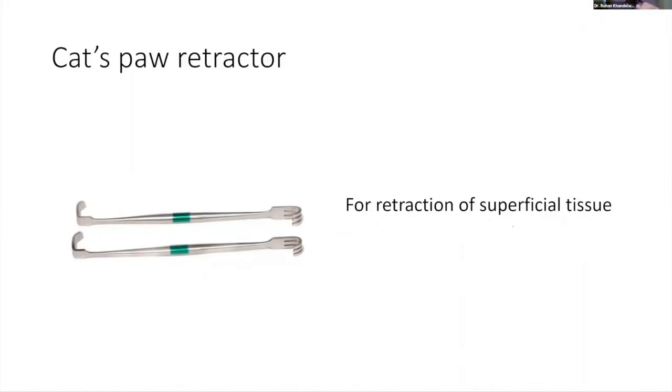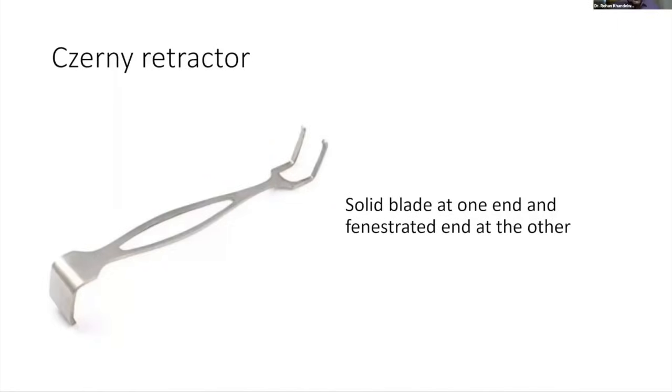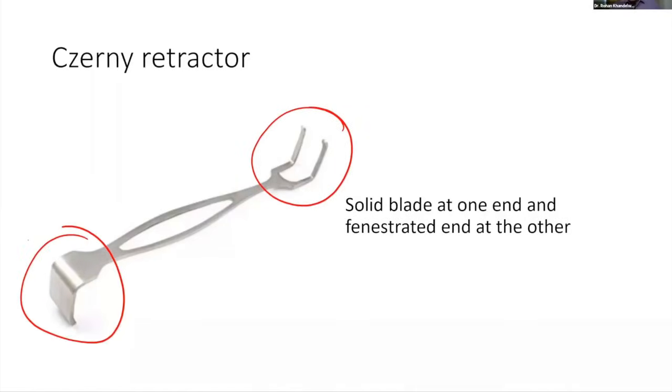This retractor, the surgeon or the assistant has to hold, or the nurse has to hold. So this is a non-self-retaining retractor. It won't remain in place by itself. Somebody has to hold it. Senn's retractor also has to be held by somebody. Senn's retractor has a solid blade at one side, a fenestrated blade on the other side. Solid at one side, fenestrated at the other side, again used for retracting superficial structures.